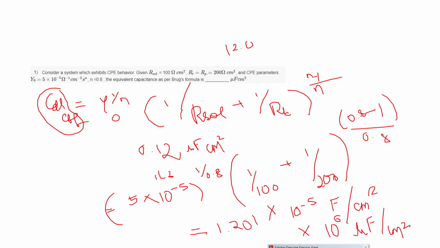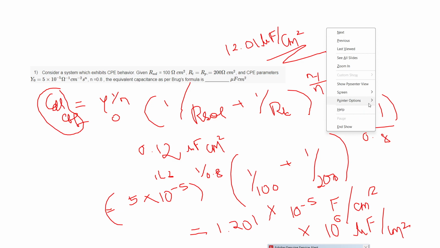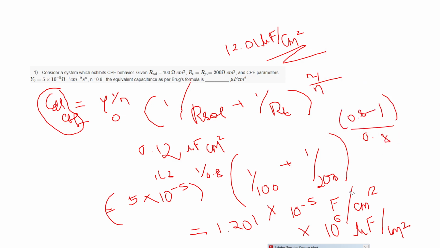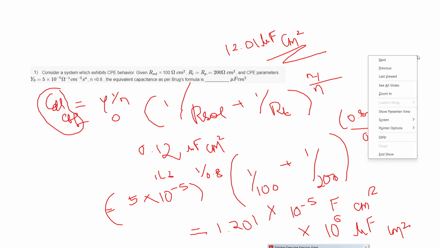So please don't make a mistake with the units. Be careful because some questions can be direct. So don't lose marks unnecessarily for the exam. So your answer is 12.01 microfarad per centimeter. Sorry, not per centimeter. It's microfarad centimeter square. I'm sorry. It's farad centimeter square, microfarad centimeter square.